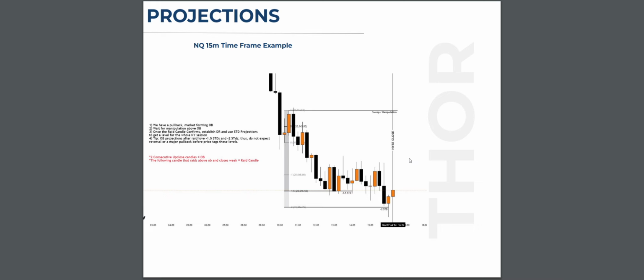Okay, so what we do here with the projections is basically we have a pullback, market forming the OB, right? Wait for the manipulation above the OB. Once the raid candle is confirmed, establish the DR, and basically short into premium. So this wick is your short entry, and then you can do a couple things. Okay, first you can target the OB low, or you have sell side here, you can target that, take partial. Okay, but if you want to hold the full position all the way to the New York close, that's how you do it. You look at the projection. Okay, so here in this case, 2 consecutive up close candles, the OB, and the following candle is the raid candle, basically.